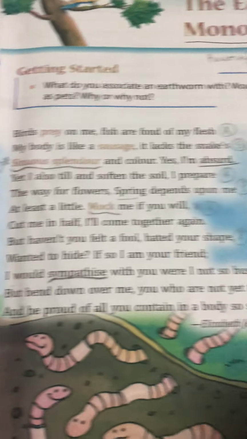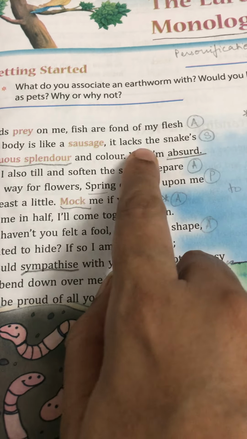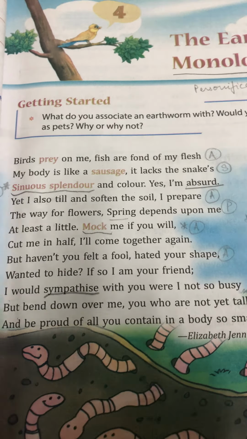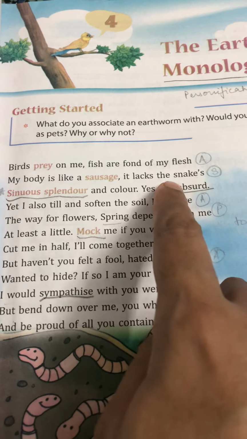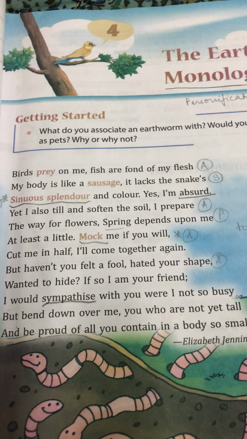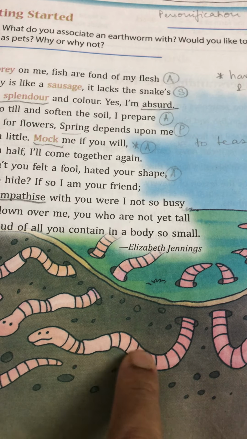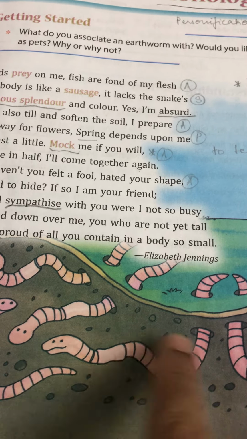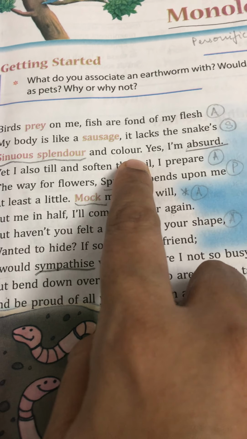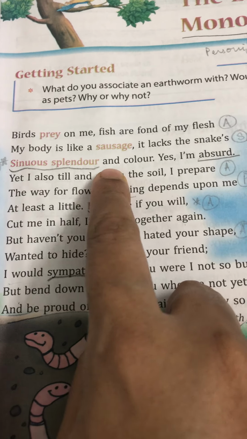So over here it's been said, why is the earthworm not exactly like the snake? Why is it lacking the glamour of the snake? Because snakes have bright colors and many curves. When it slithers around, it takes many twists and turns, and that's how we find the snake's body with lots of curves and turns. But the earthworm is a small creature, though it looks like a small snake with a cylindrical shape, it does not have many curves or turns, and it is dull in color. That's how the earthworm is not exactly like a snake. It lacks the snake's sinuous splendor and color.